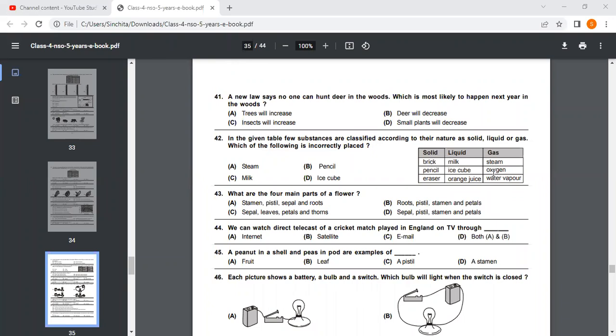Debangshu, tell me, milk is an example of which state? Is it a solid, liquid or gas? Milk is a liquid, milk is a gas, milk is a solid. Which one is it? Ma'am, gas. Milk is a gas? Yes, ma'am. Milk is a liquid. Wait a second. Can you touch milk?